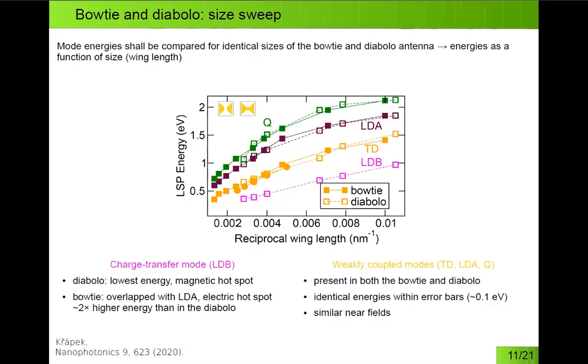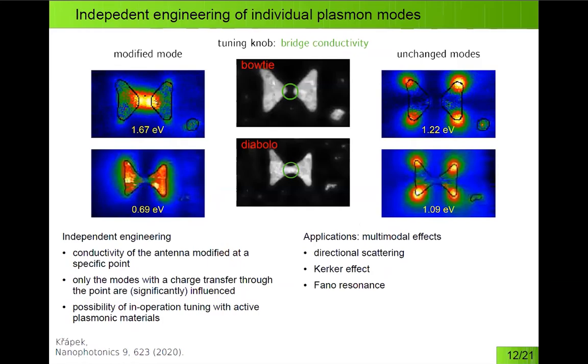Well, that brings me to the idea of the independent engineering of individual plasma modes, because the point is that when you modify the conductivity of the antenna at a specific point where a specific mode has a nodal plane of a current, then nothing happens to the mode. And the other modes that might have an antinode of current here, or at least not zero current, are influenced. And if you take this option and use it smartly, you can independently engineer individual plasma modes. And this has many applications in the multimodal effects that comprise more than a single plasma mode, like directional scattering or Fano resonances.